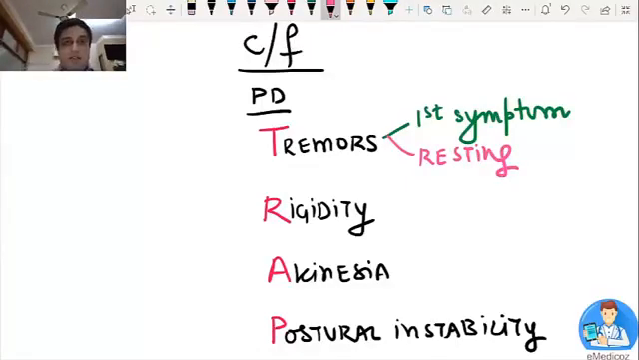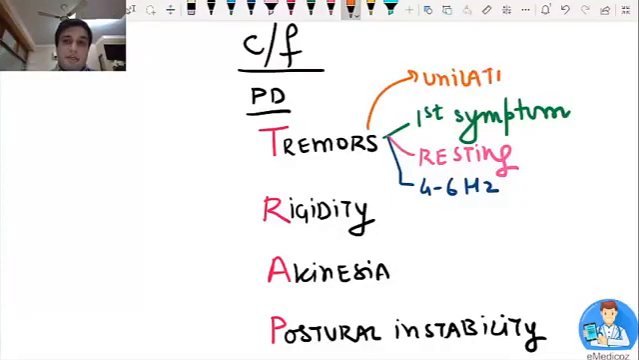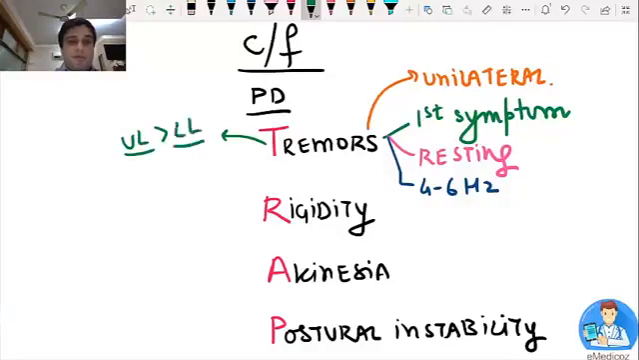Along with this, the frequency of these resting tremors is 4 to 6 hertz. Of course, these tremors happen on one side only, unilateral. And of course, they are more prominent in the upper limb than the lower limb. When I look at these resting tremors, these are a few qualities of tremors I'm telling you.